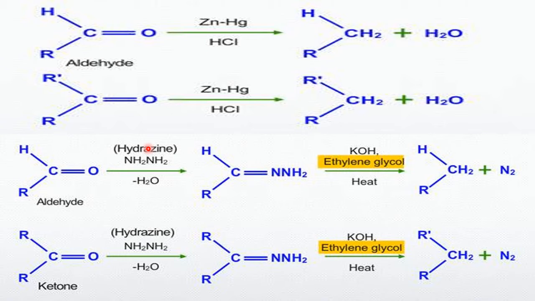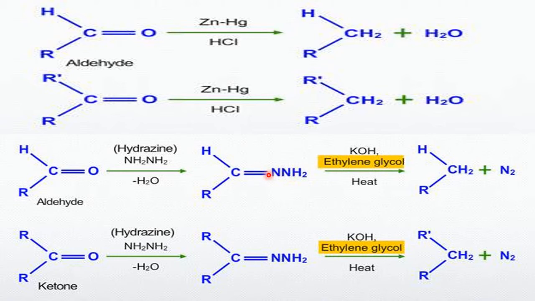What is hydrazine? Hydrazine is NH2NH2. The ammonia formula is what? NH3. So from ammonia, take out one hydrogen. What is left? Dash NH2. So in place of the dash, if one more NH2 is there, that compound is called what? NH2NH2. That is called hydrazine. Its common name is what? Hydrazine. So if that hydrazine is made use of, then we can first convert into the intermediate C double bond NNH2.